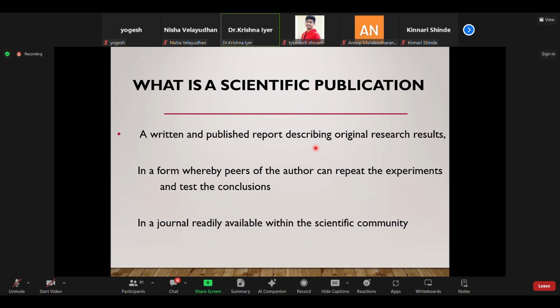Okay. The other aspect is that when you send your work for publication, make sure you send it to a journal which is readily available to the scientific community. Don't look for a journal which nobody reads, where your science might get lost, or make the mistake of trying to get it published in what are called fly-by-night journals.